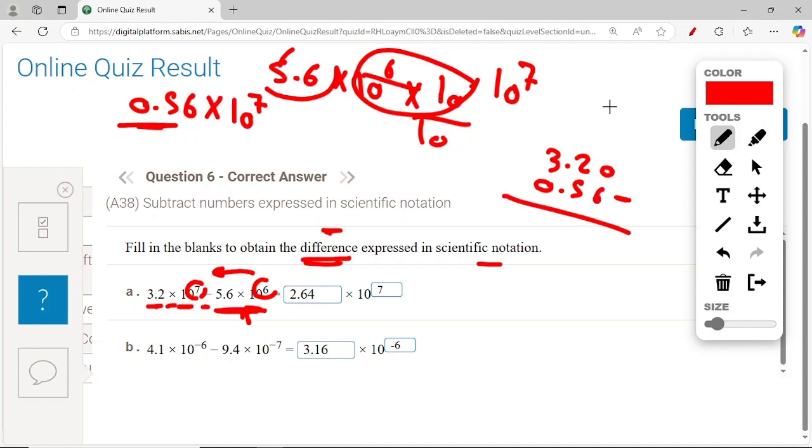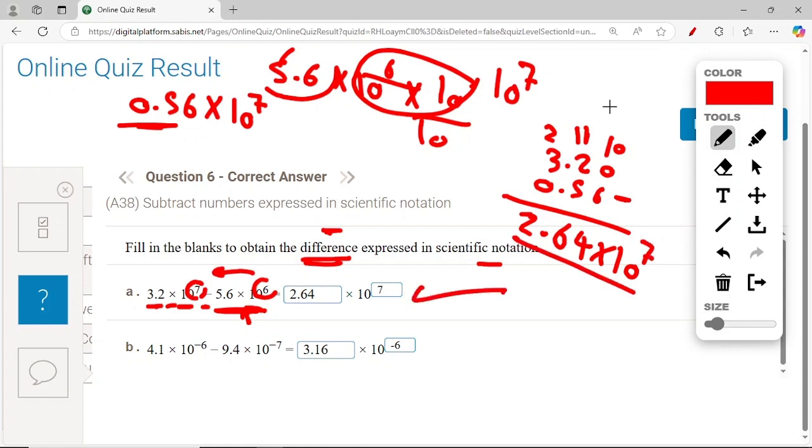So this will be 0. So this will be 10. This will be 1. 10 minus 6 is 4. 1 minus 5 can't be done, so it will be 11, and here will be 2. So 11 minus 5 is 6, giving 2.64 multiplied by 10 to the power of 7.